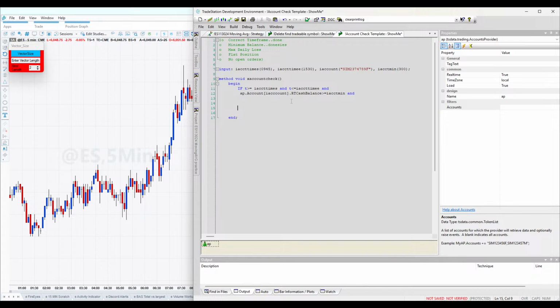So right now I'm just going to be looking at the account profit loss for the day. All right, so I'm going to do AP again, account, I account, dots, and then profit loss. Real time, realized profit loss. Because again, as we're about to take a trade, we're checking all of the account settings. We're checking all of these conditions.